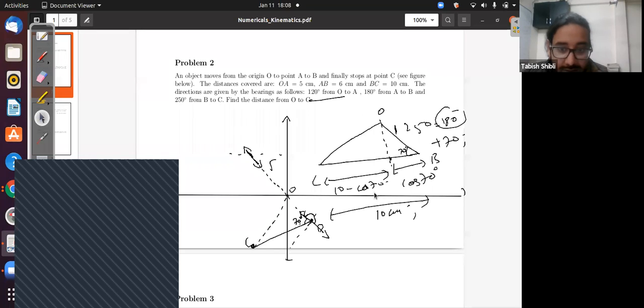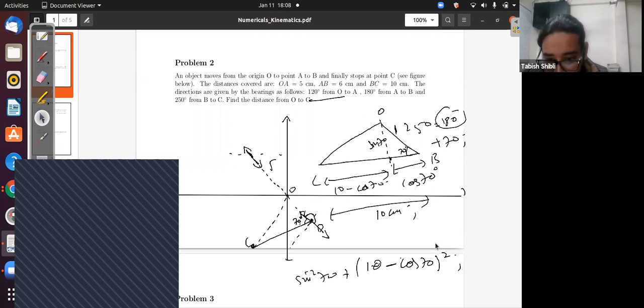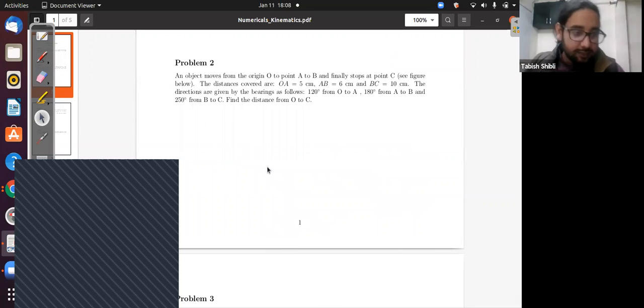And here you get sine 70. So you have sine square 70 plus 10 minus cos 70 whole square. Because of this, the 2ab term has a minus sign, so you have a minus 20 cos 70. Whole square, a square plus b square plus 2ab, and there's a minus term, so a square plus b square minus 2ab. That's why you have a minus term. Okay, I hope all of this is clear.